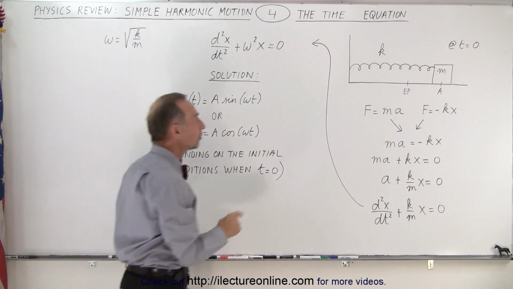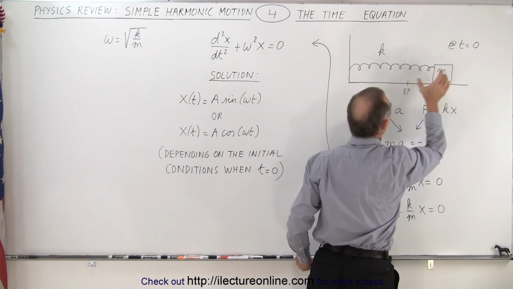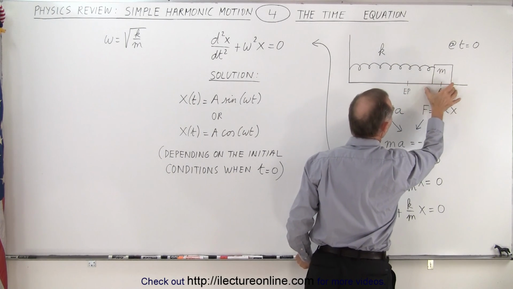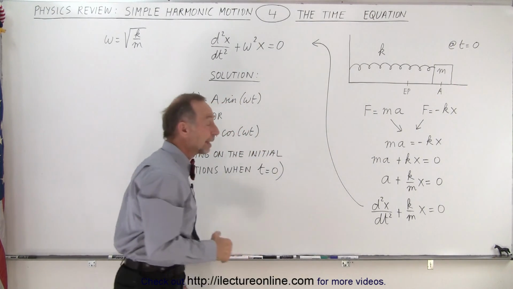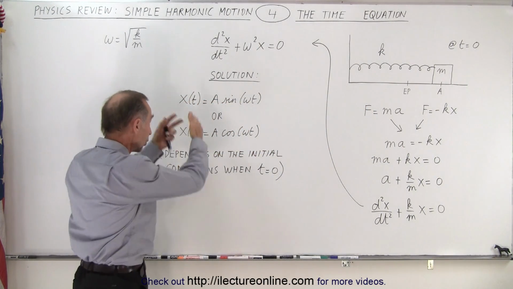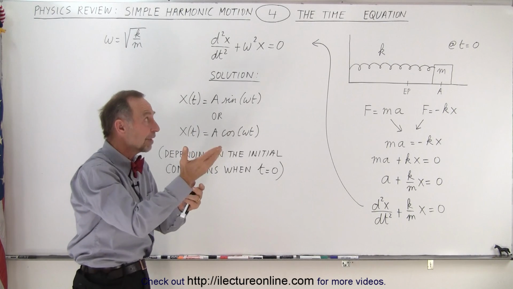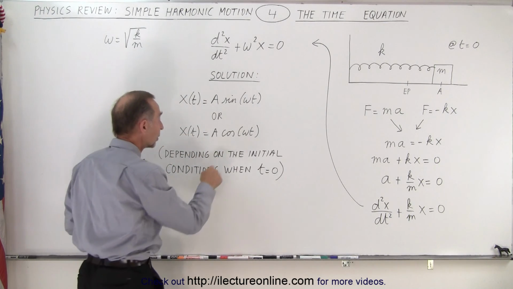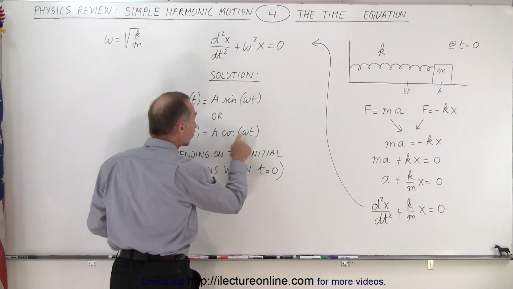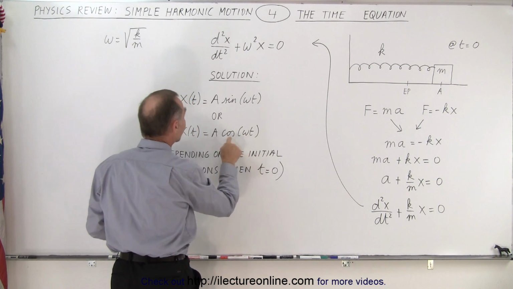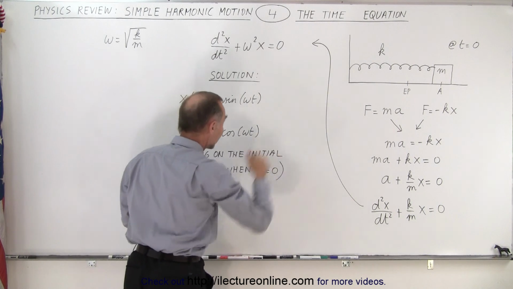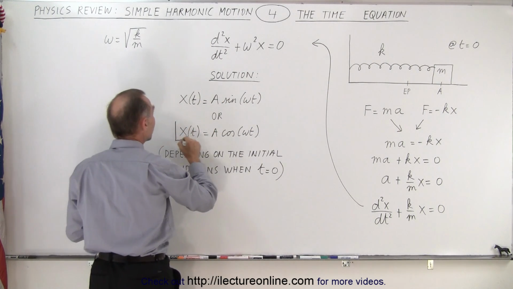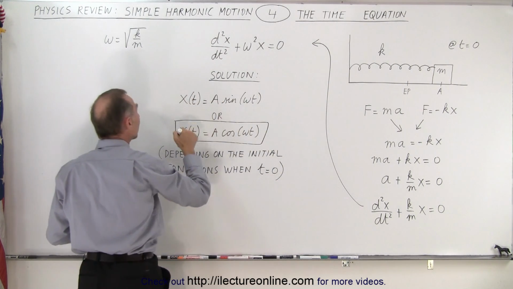Now in this particular case, notice when time equals 0, the object is at the maximum positive distance away from the equilibrium point. Well, that means that the function we use, the equation we use, must be at its maximum value when time equals 0. Well, here, when we plug in 0 for time, the cosine of 0 is 1. Therefore, 1 times A will be the position of the object. So in this particular case, that means that this would be the correct equation to be used and not that one.